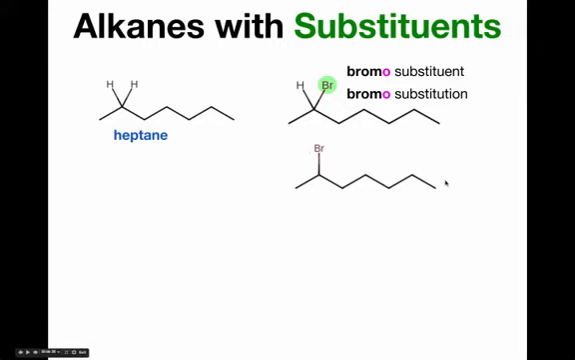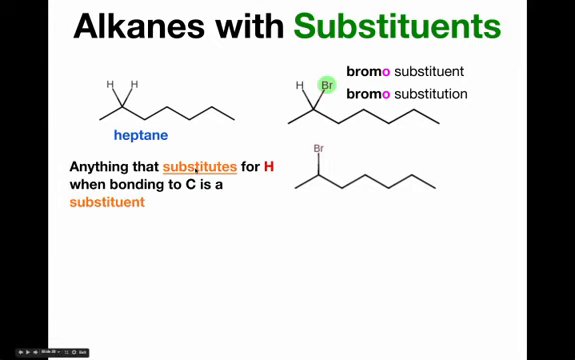So this, what I'm circling here, is just a more formal cartoon version of this molecule over here. And again, this molecule that I'm circling, it's almost like heptane, but it's not exactly heptane because one of the hydrogen atoms got ripped out, and in its place, a bromine atom was substituted. So, anything that substitutes for a hydrogen atom when attaching to a carbon is called a substituent. So that's all substituent means.